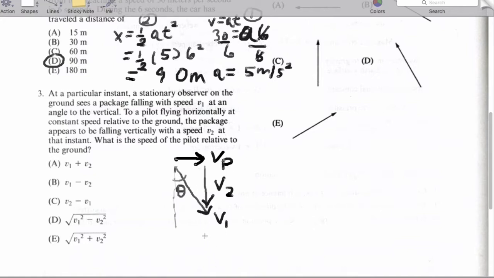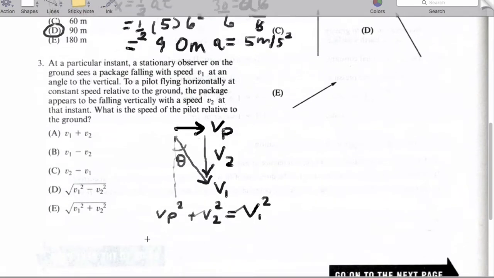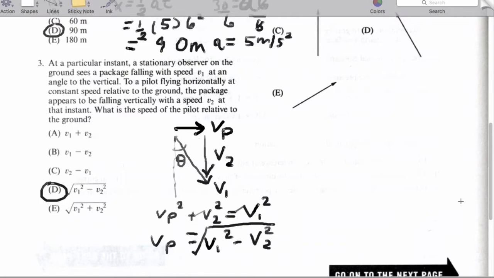Now, we don't need to do anything as drastic as SOHCAHTOA. Instead, what we can do is treat VP and V2 as vector components, where VP is the speed of the pilot. So I can simply say that VP squared plus V2 squared equals V1 squared. And of course, when we isolate VP, that's going to give us VP equals the square root of V1 squared minus V2 squared, which is how I'm getting choice D.